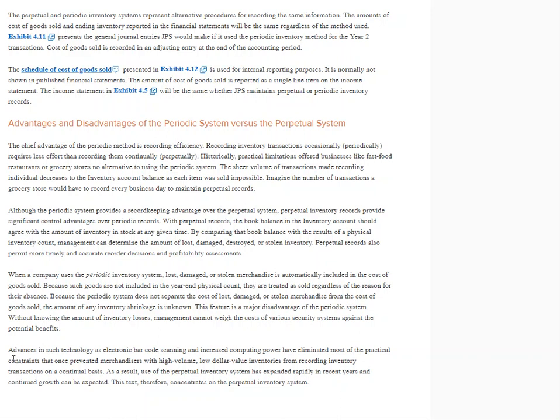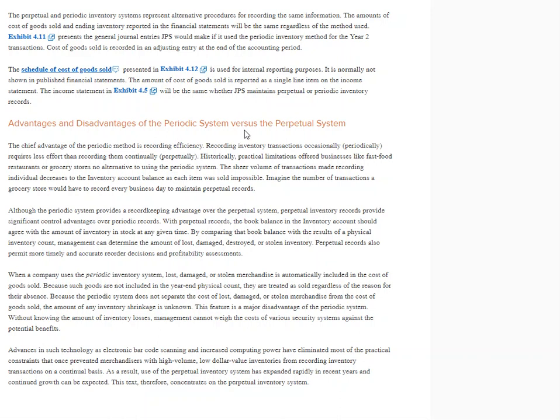Down at the bottom here, they mentioned that advances in technology like electronic barcode scanning have increased our ability to utilize computers and technology to make perpetual inventory systems more accessible for even small businesses. They've eliminated most of those practical constraints that small businesses used to deal with. So low tech, high volume environments still might be using periodic, but it just depends on what kind of technology they've implemented. They have to weigh out the cost of implementing that kind of technology versus the benefits of it. So that's what I wanted you to know about perpetual versus periodic.